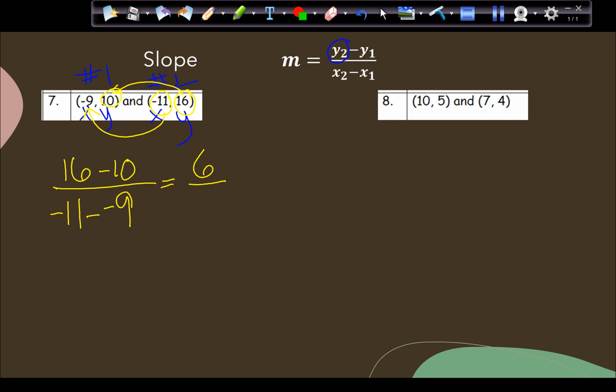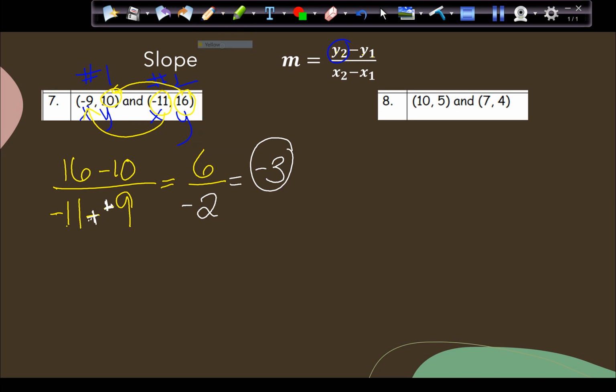If you're using Desmos, you actually have to do negative 11, and then minus, and then hit the minus key again, so you actually have 2 minus signs directly next to each other. Or what you could also remember is when you have minus a negative, that becomes plus a positive. Double negatives give you a positive. So negative 11 plus 9 is going to give me negative 2. And then 6 divided by negative 2 actually does divide evenly this time. That is negative 3.